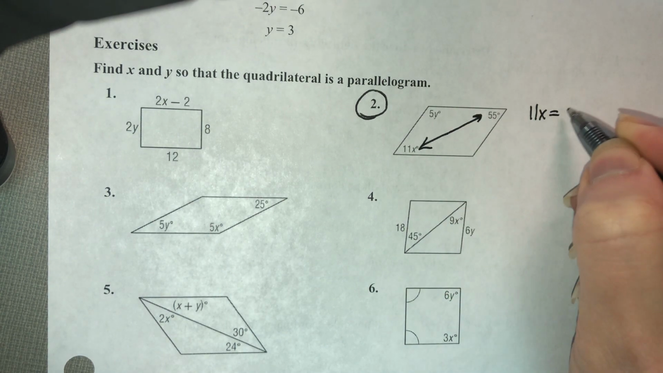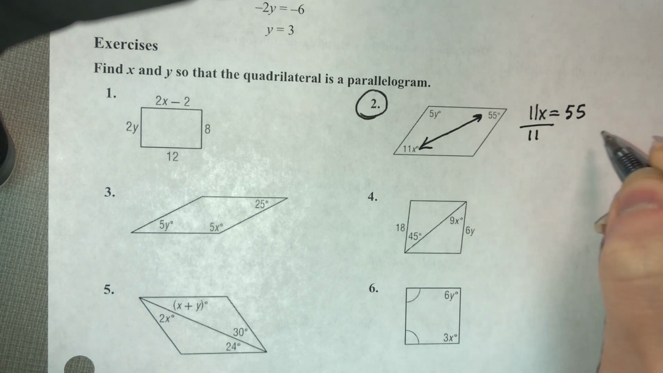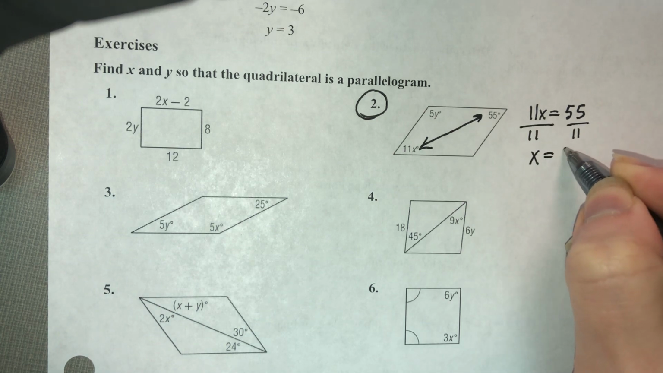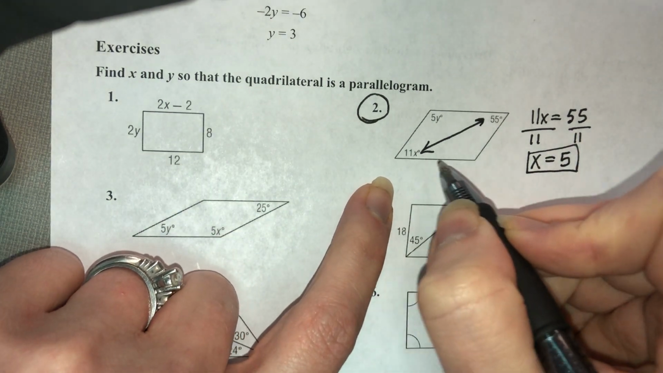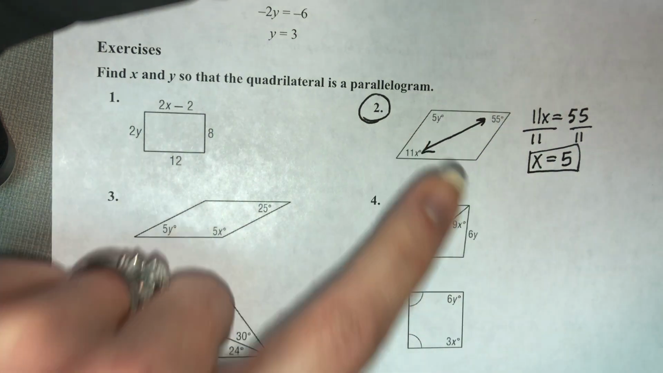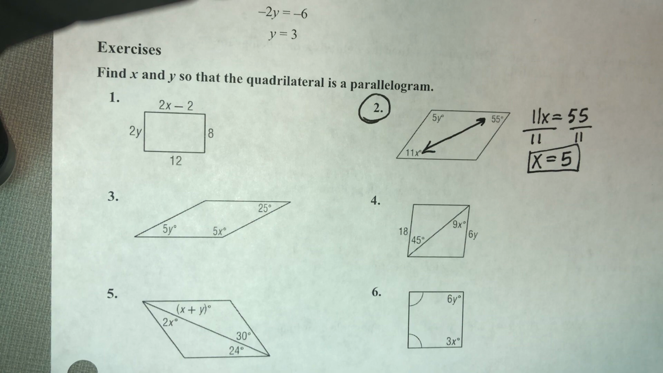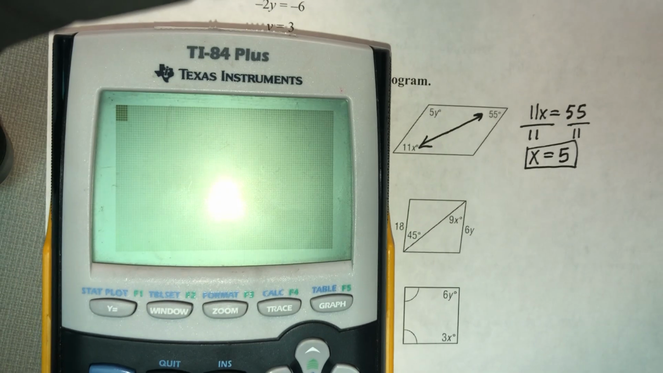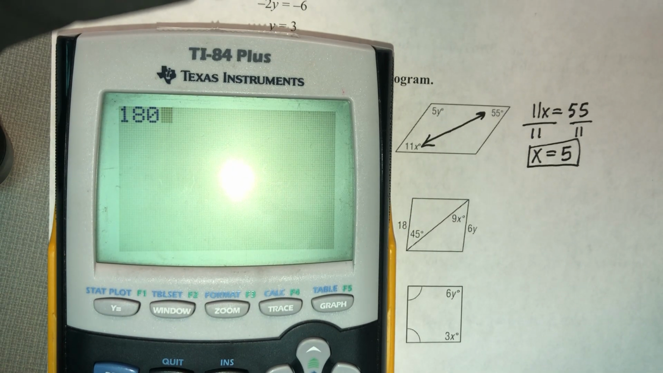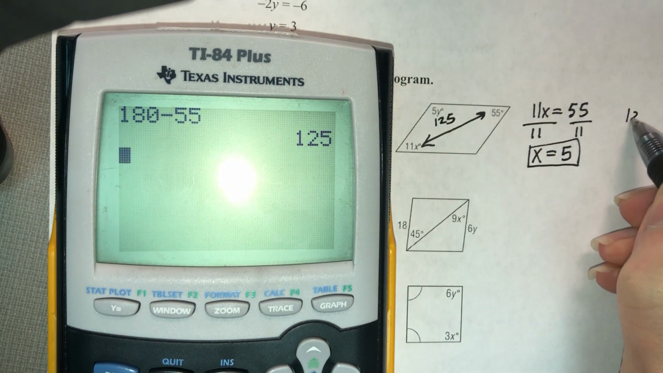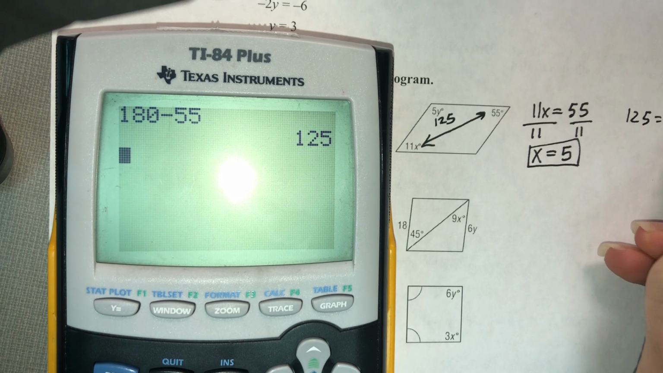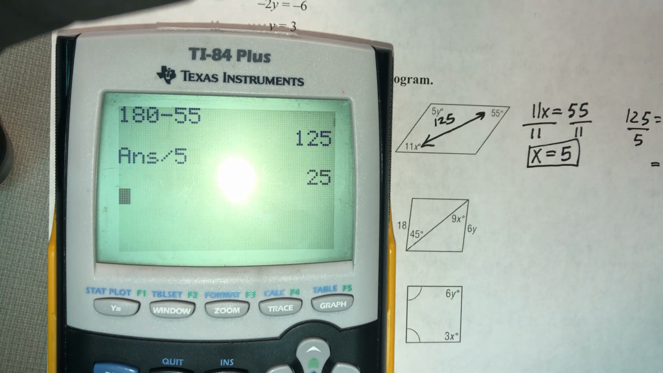So 11x has to equal 55. And if we divide by 11 on both sides, that means x would have to equal 5. And the two angles side by side with each other have to equal 180 when you add them. So if I want to know how big that angle with the y needs to be, I need to go 180 degrees minus 55, which gives us 125. So 125 would have to equal 5y. And then if we divide by 5 on both sides, y is equal to 25.